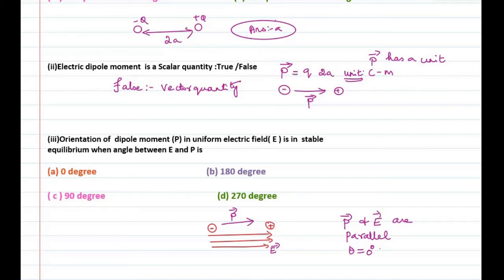So it is given by torque equal to PE sin theta. Theta is equal to 0 degrees. Therefore, the torque also will be equal to 0. So the answer is: E and P are parallel, we have a stable value and theta is equal to 0 degrees. So the option is A for stable. When both are anti-parallel, that is P and E in opposite directions, then we have an unstable condition.